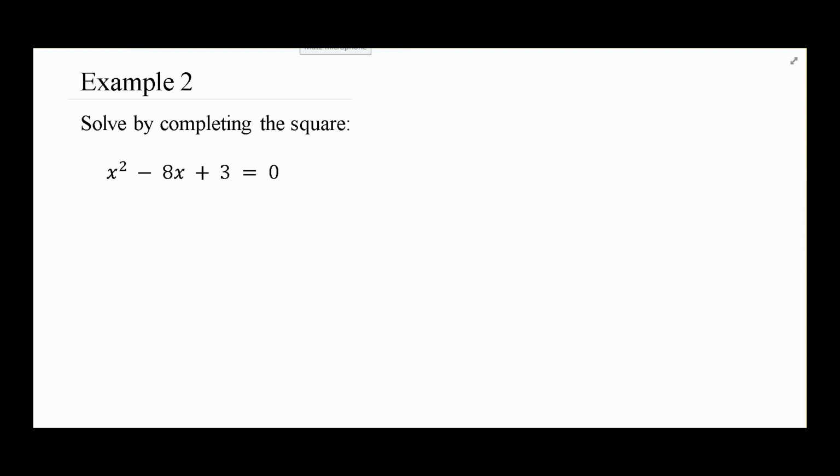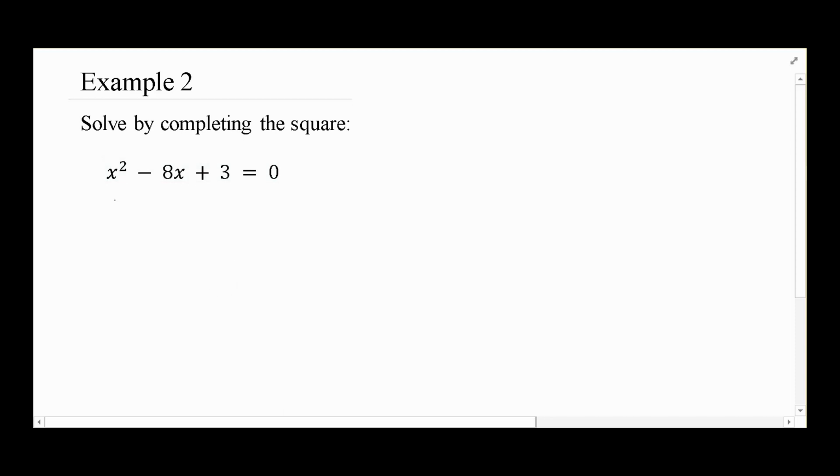Let's look at an example of completing the square. And I do want to point out, though, the directions do say solve by completing the square. But again, what we're actually using is the square root property. We're going to use completing the square to get to the point that we can use the square root property. But what we're using to solve is actually the square root property.